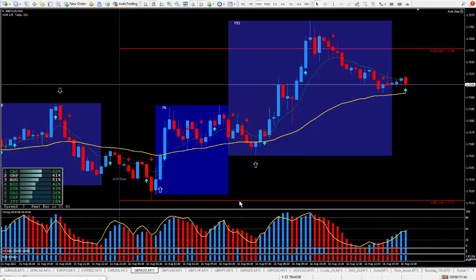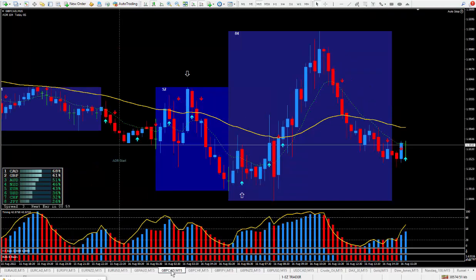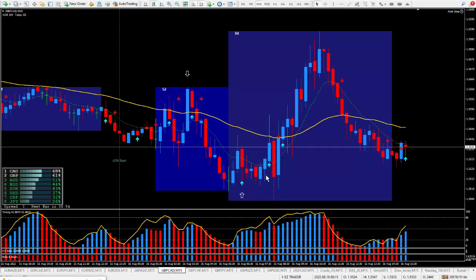Moving on to the next, pound CAD. Daily trade plan is suggesting to buy. And another thing I noticed right here, I can point that out. When I see price is going down and the TZ is going up, this is called positive divergence.